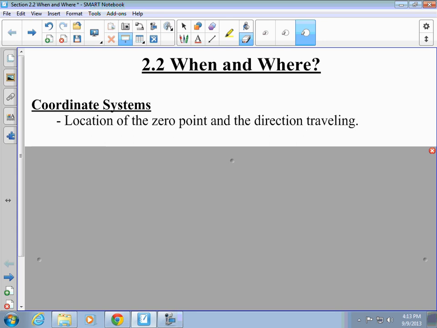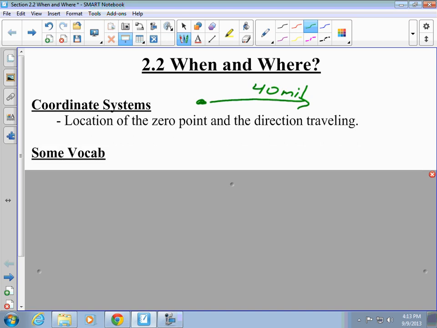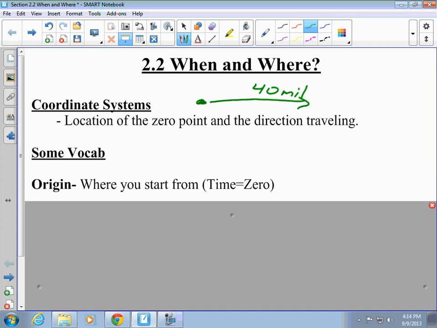Right now we are talking about motion simply in two directions, down and back, or left and right, however you want to envision it. But essentially, if I start here, this is my starting point, and I travel 40 miles. I just traveled 40 miles. That's two-directional motion. Some vocab when we talk about our starting points, right?